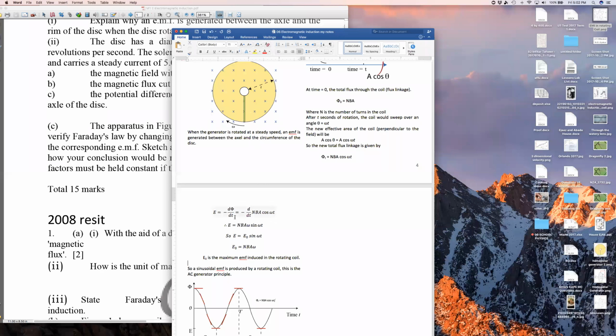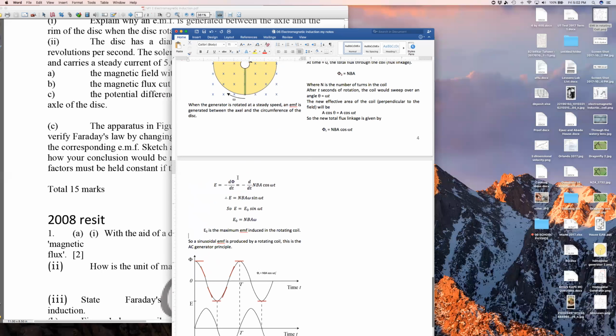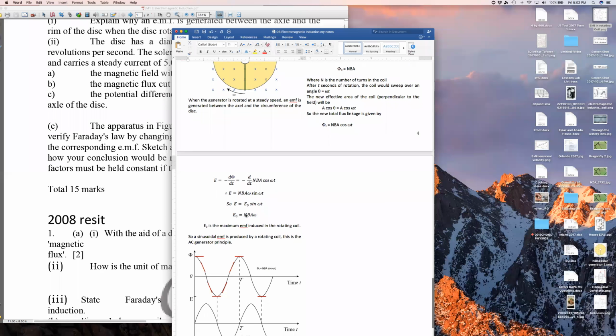E0 is the maximum EMF induced in the rotating coil. So you have the sinusoidal function here. E0 is the maximum value, the peak here. So that's the calculus way to do it, right? Where you take your generated function and differentiate it and you get your story sorted out.